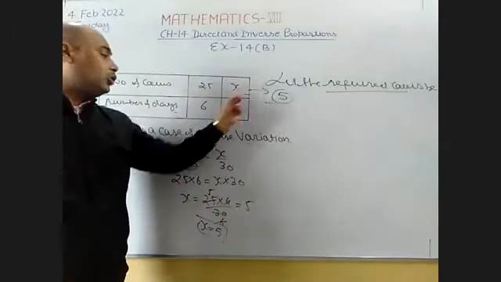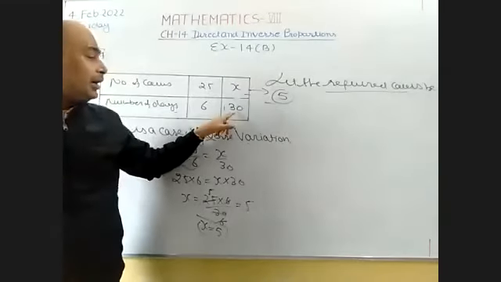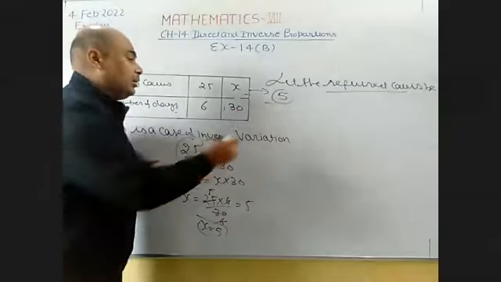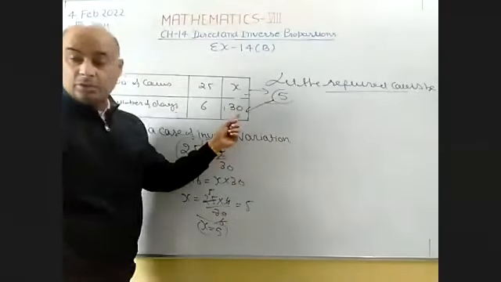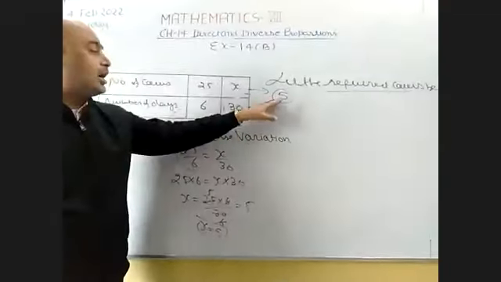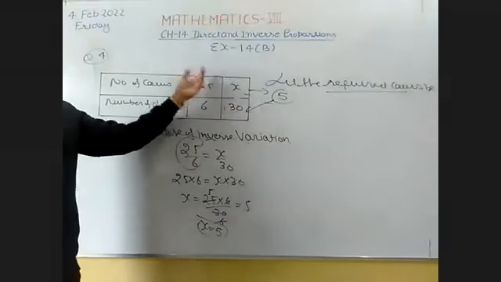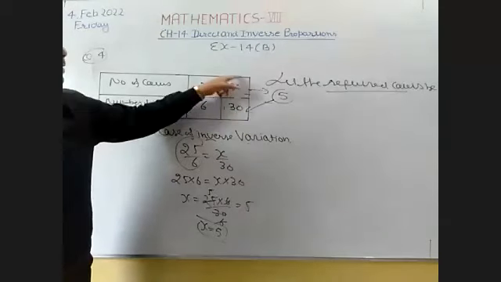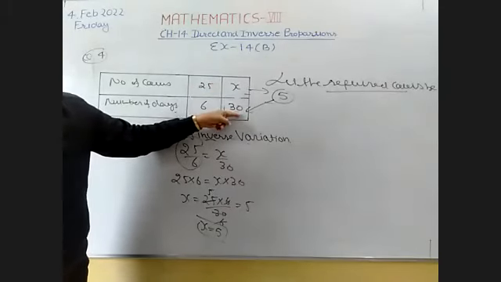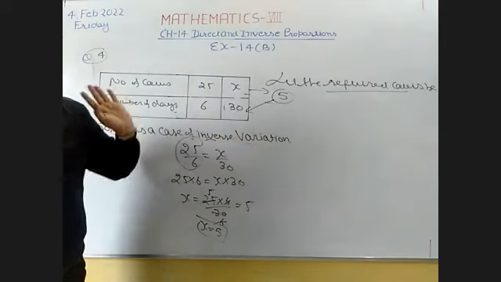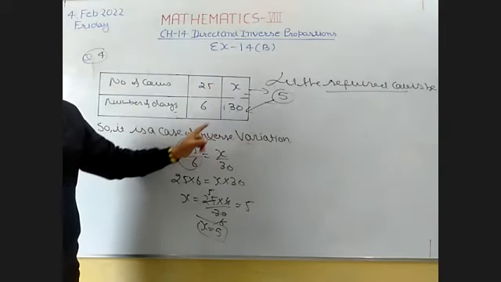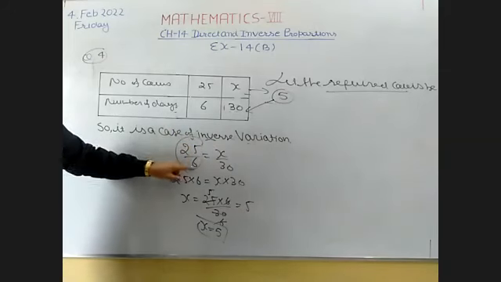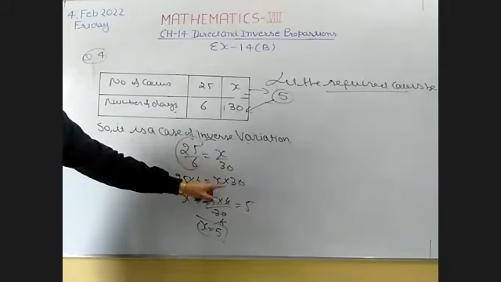So 5 cows are going to graze the same field in 30 days, because when the number of cows is less, the number of days is increased. If more cows are there, the number of days is decreased. When we increase the number of cows, the days decrease. So this is the case of inverse relation. In this case, you don't take cross multiply. Solve 25 into 6 equal to X into 30, and then you can find the value of X.